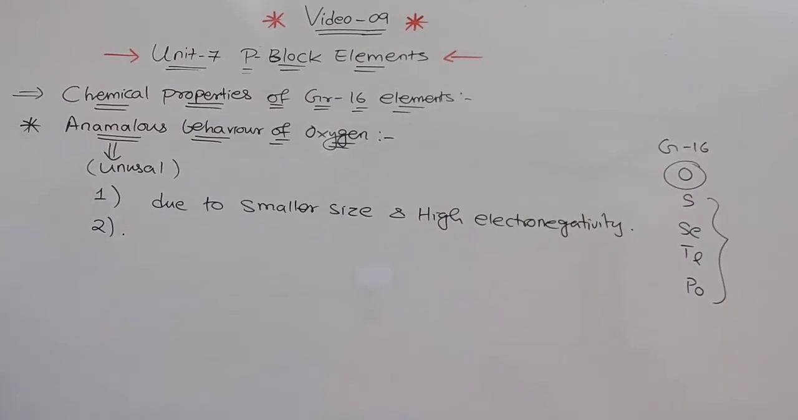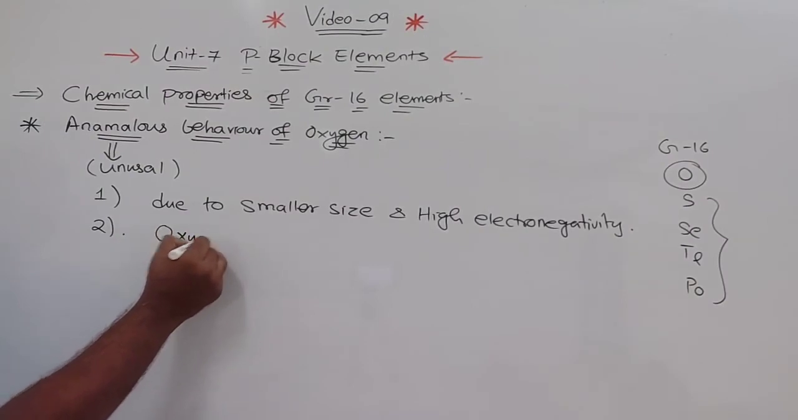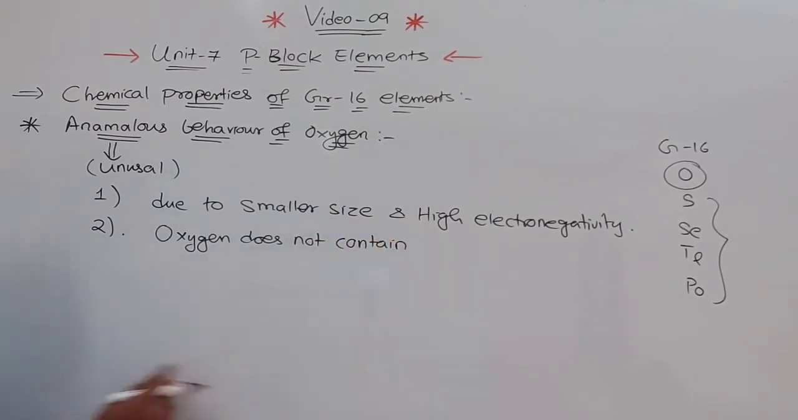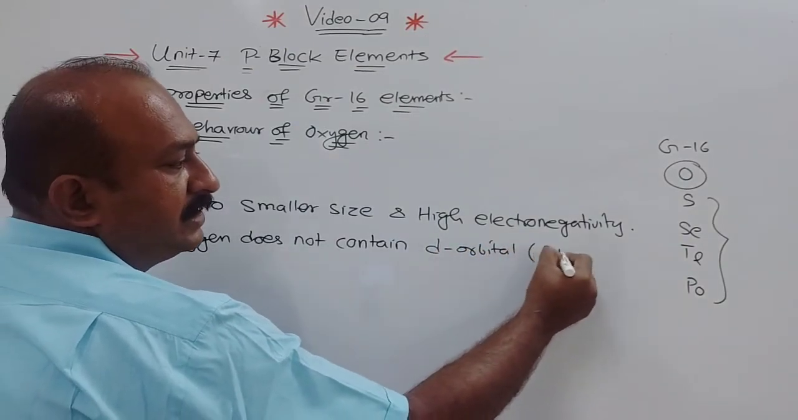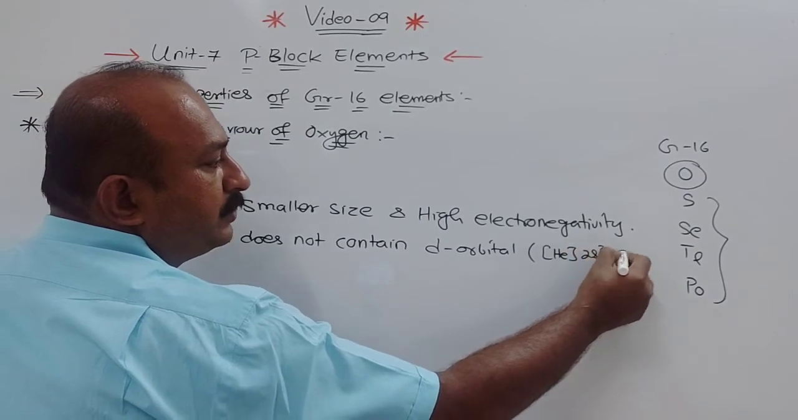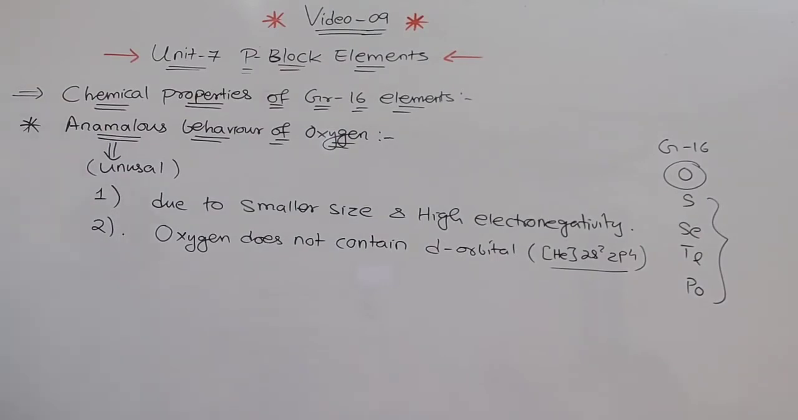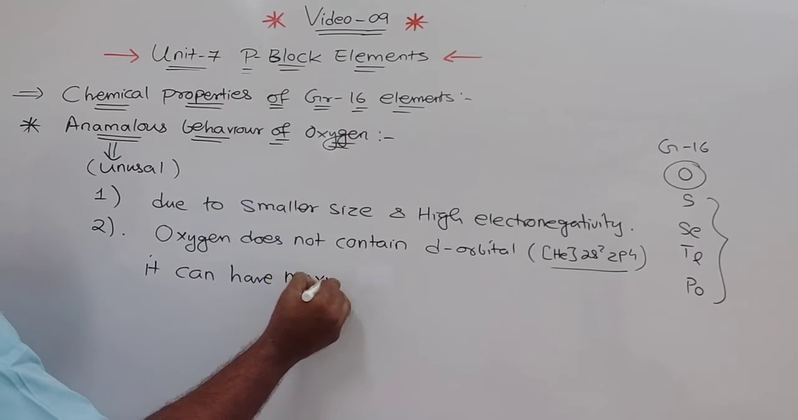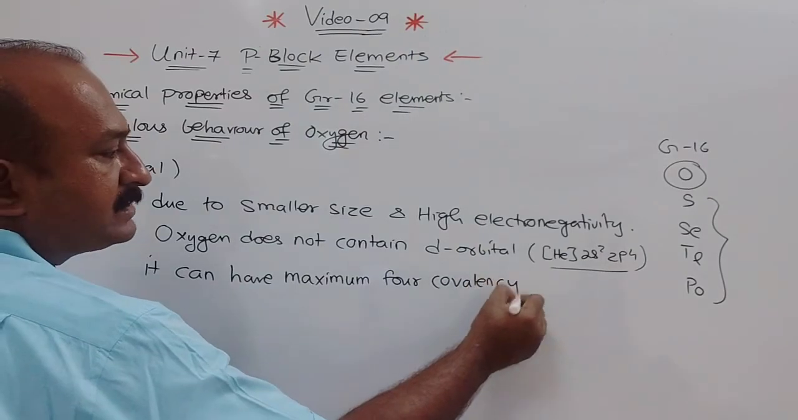The second reason is that oxygen does not contain d orbitals. Why? Because we have seen the configuration, helium 2s2 2p4, for oxygen. There is an absence of d orbitals, so it can have a maximum of 4 covalency.